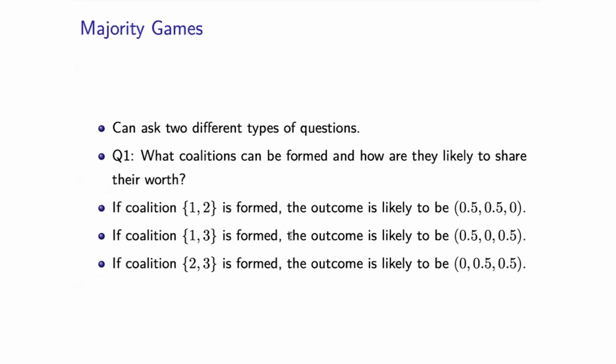Similarly, if coalition 1 and 3 is formed, then the outcome is likely that 1 and 3 get to split off the total value equally, whereas 2 ends up getting nothing because it's not part of the winning coalition. And similarly, if the coalition 2, 3 is formed, then the outcome is likely to be 2 and 3 equally splitting the value of the coalition, whereas 1 gets nothing, right?